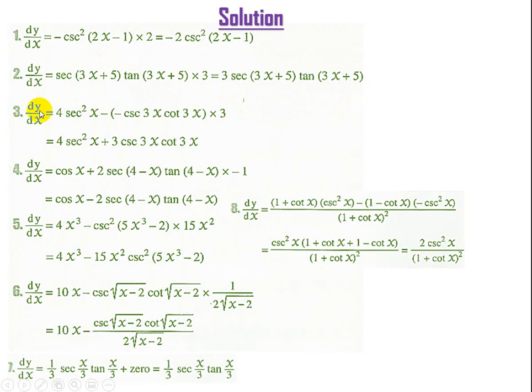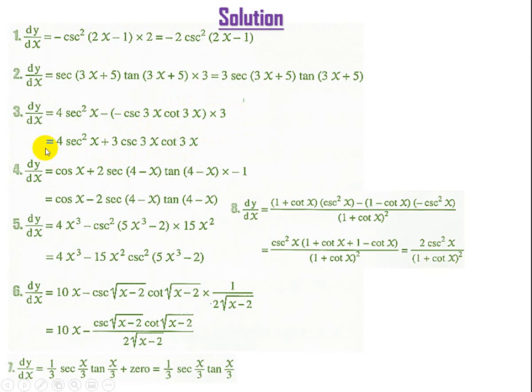Exercise number 3, its derivative will be 4 sec squared x minus, between brackets, the derivative of cosec, which is negative cosec cotan, so cosec 3x cotan 3x multiplied by the derivative of the angle, which is 3. So the final answer is 4 sec squared x plus 3 cosec 3x cotan 3x.